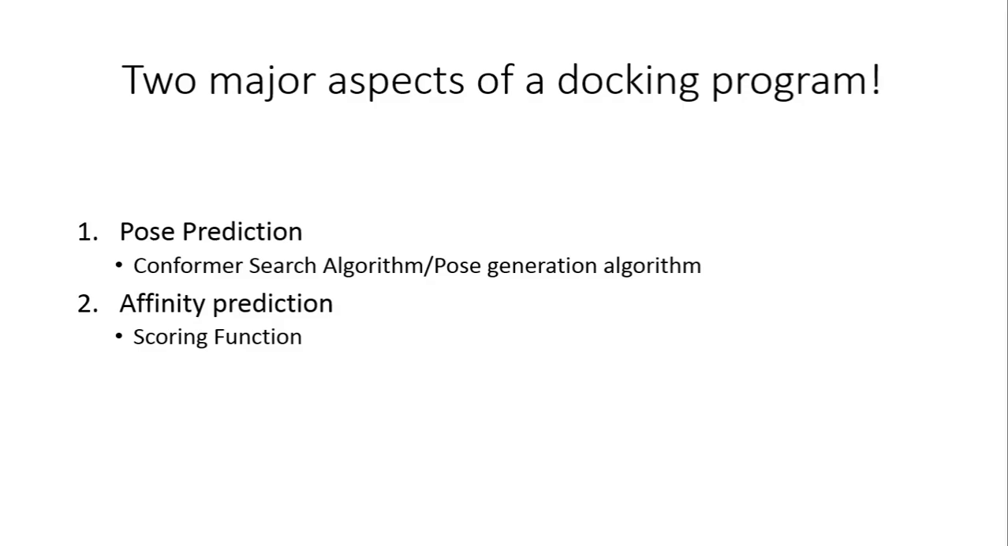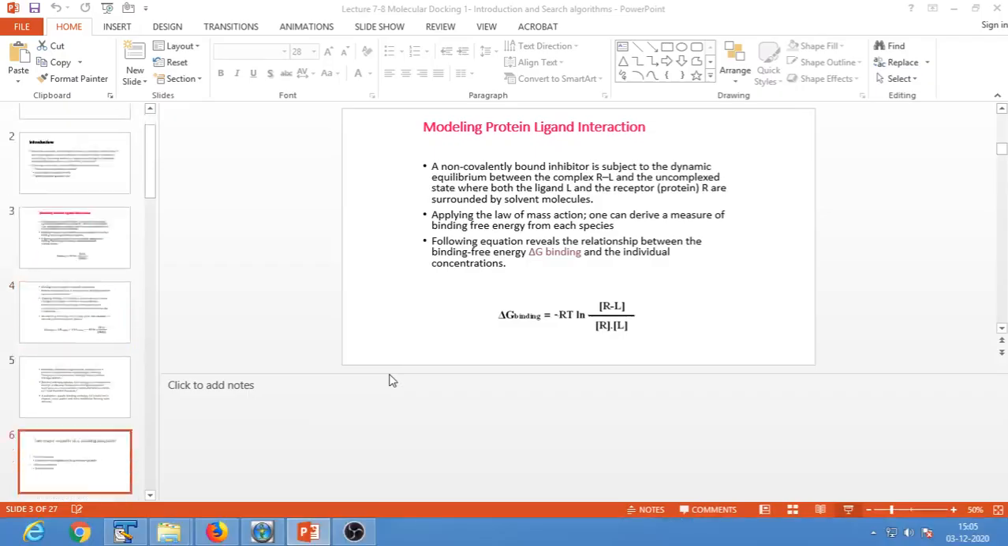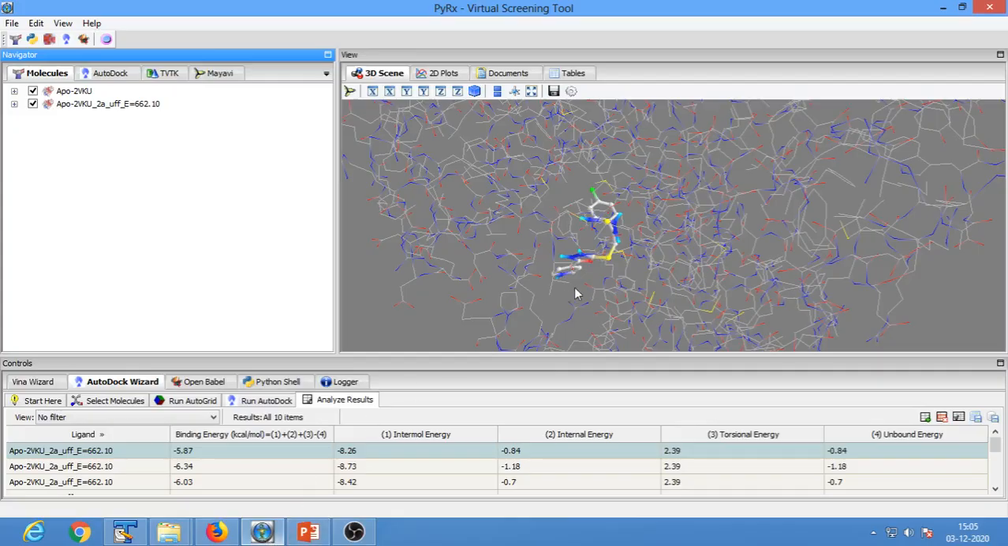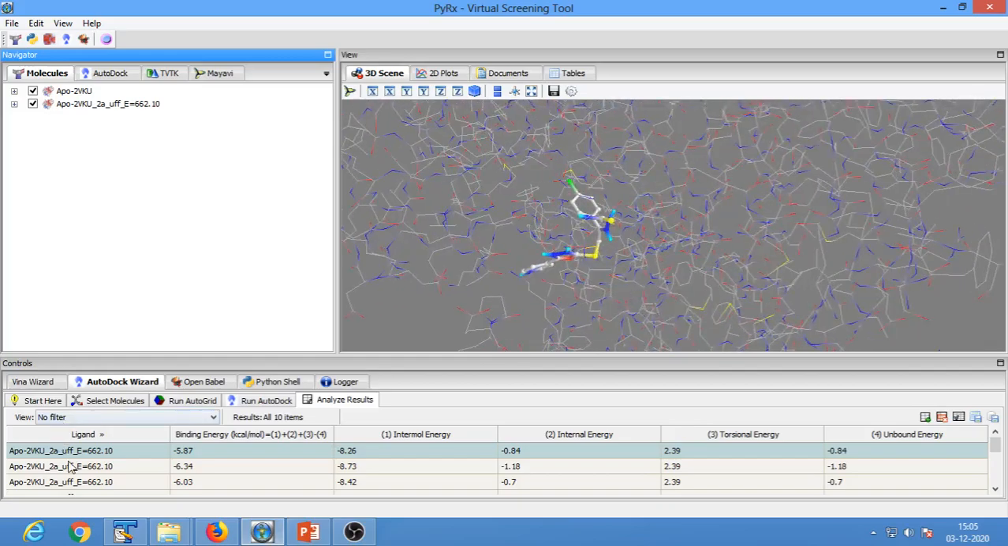तो पोस्ट प्रेडिक्शन में क्या होता है कि you try to predict how your ligand would orient into the protein's active site. Okay, and this prediction of poses is performed by a specific program in your software called the conformer search algorithm or pose generation algorithm. And for each and every pose you calculate its affinity. तो ये affinity calculation का काम कौन करता है? Scoring function. Now coming back to our example that I have already shown you. In this case, this is pose number 1.